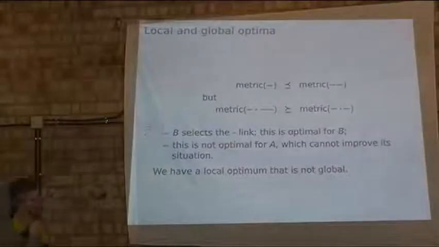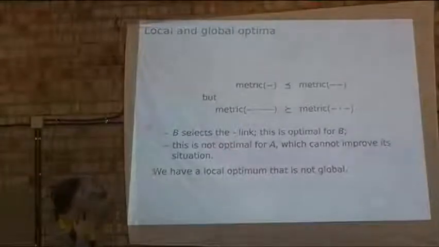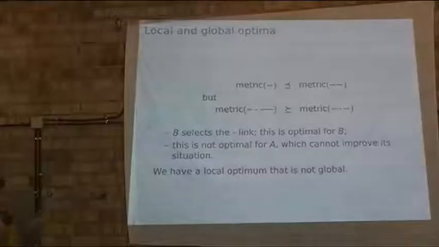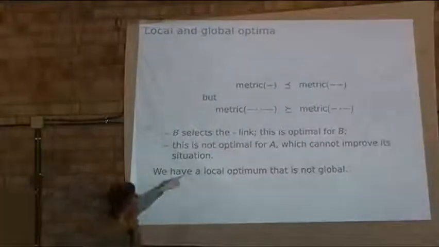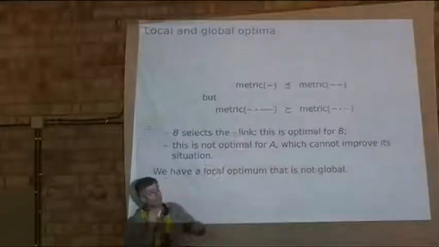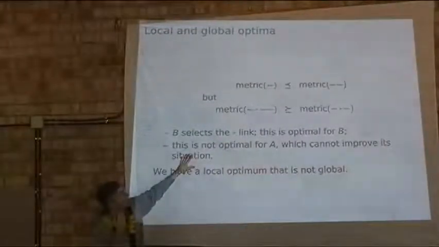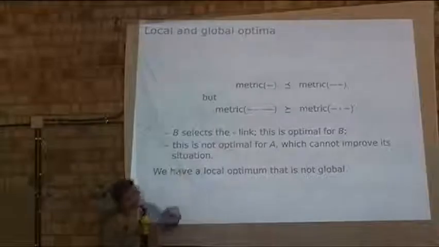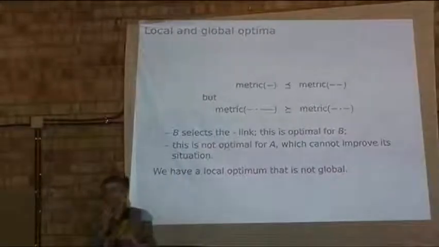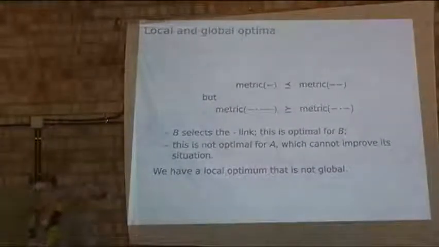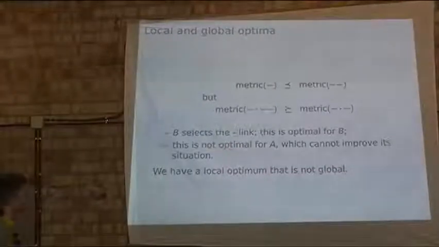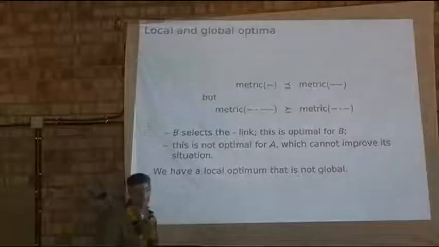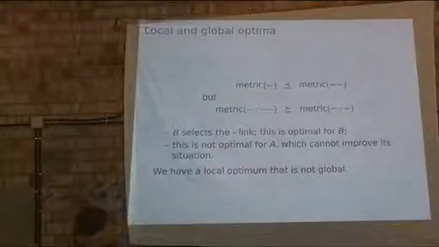So coming back to the previous example, there's supposed to be a figure up there. The same figure as in the previous one, so I hope you still have it in your hand. B selects the solid link on the right. A would like B to select the dashed link. And this is not optimal. Although everyone has made the optimal choice for himself, we haven't reached a global optimum. So we have a local optimum that is not a global optimum in this case.